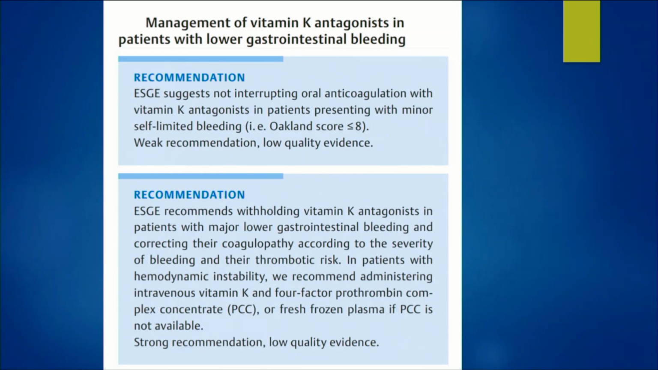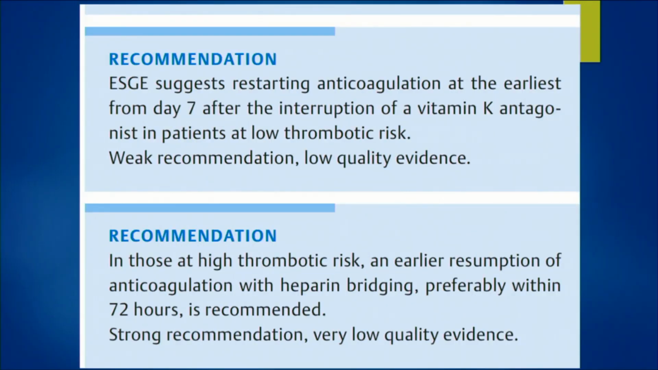The vitamin K antagonist, like warfarin: in patients presenting with minor bleeding, we don't need to interrupt the oral anticoagulant. If the patient has severe GI bleeding, then we stop the anticoagulant. If the patient is unstable, then we have to reverse the anticoagulant. There are 3 scenarios. If the patient has very low risk from the GI bleeding, we don't need to interrupt anything. If severe, we have to stop it. But if the patient has an unstable hemodynamic situation, massive bleeding, then we have to reverse with vitamin K. We resume the anticoagulant after 7 days of vitamin K.